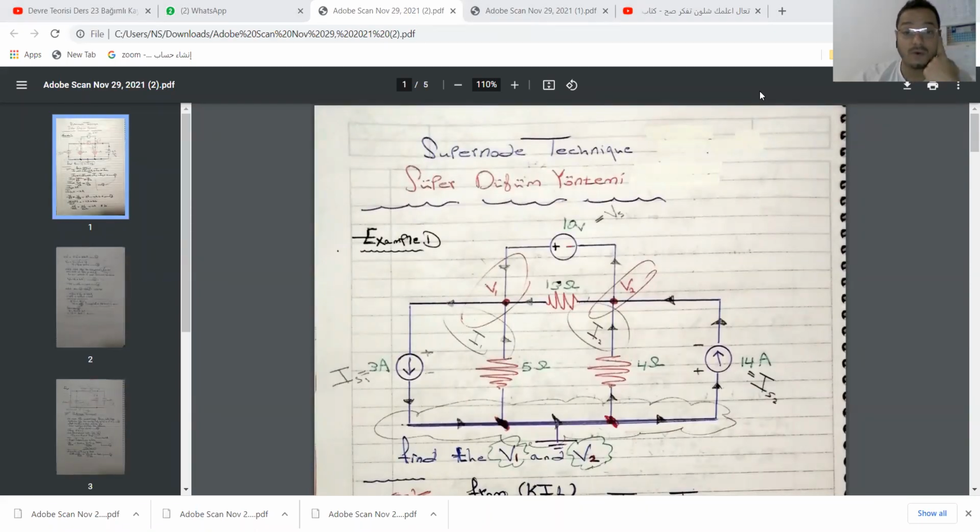Bismillahirrahmanirrahim. Good afternoon, everyone. Today, our lecture will be about the supernode technique, how we can solve the questions related with this topic, supernode technique. This lecture is related to circuit analysis.